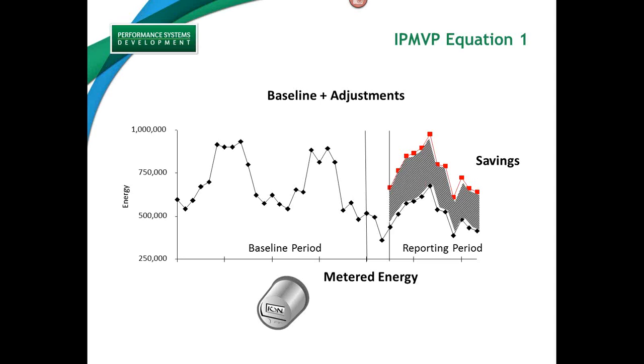And there, again, we covered this in the CMVP course. What do we mean by adjustments? It could be routine adjustments or non-routine adjustments. The important part for this chart is it's not simply pre-bills, pre-energy use minus post-energy use. Savings is not, that's not IPMVP Equation 1. It's a bit more complicated than that.